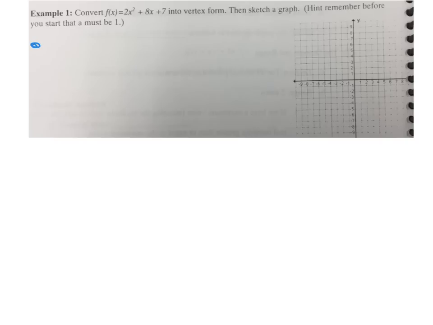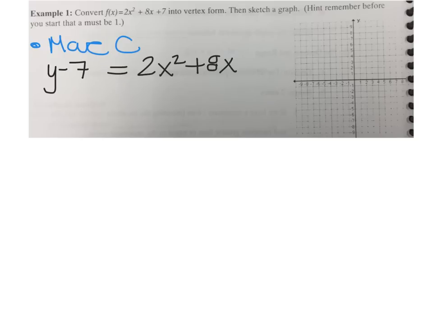So our step 1 is I'm going to move C. So when I move C, I'm going to get an equation, and by move C, I'm moving it to the other side. And I'm going to call f of x y, because those are the same thing. I'm going to get y minus 7 equals 2x squared plus 8x. And then it says, remember that a has to be 1. Well, my a right now is 2. So to make a be 1, I'm going to pull out a 2, but first I want to write down the step.